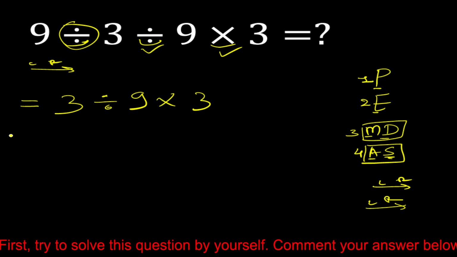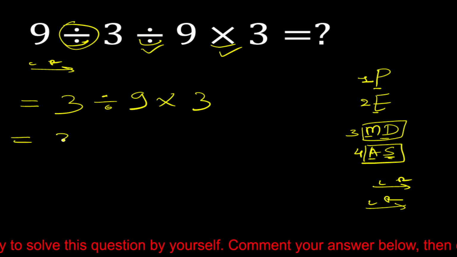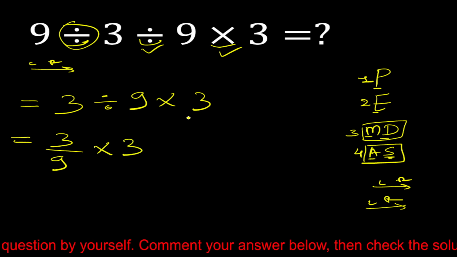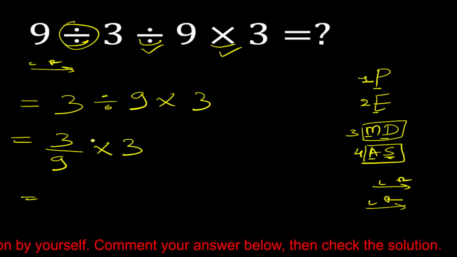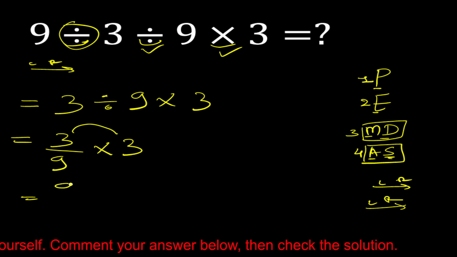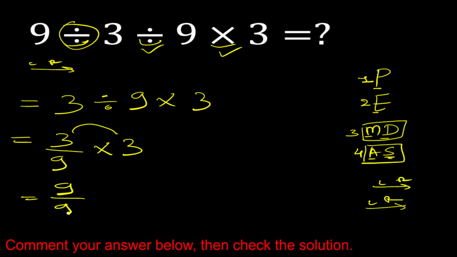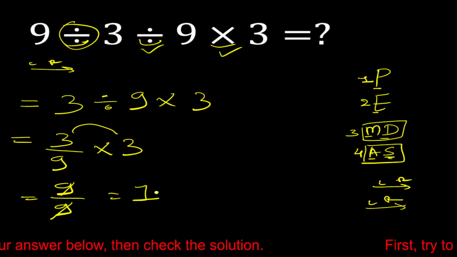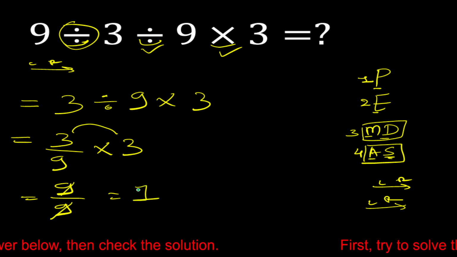Okay. Now 3 divide 9 can be written as 3 upon 9 multiply 3. So is equal to 3 multiply 3 is equal to 9 upon 9. Now 9 divided by 9 is equal to 1. Okay, so the correct answer is 1.